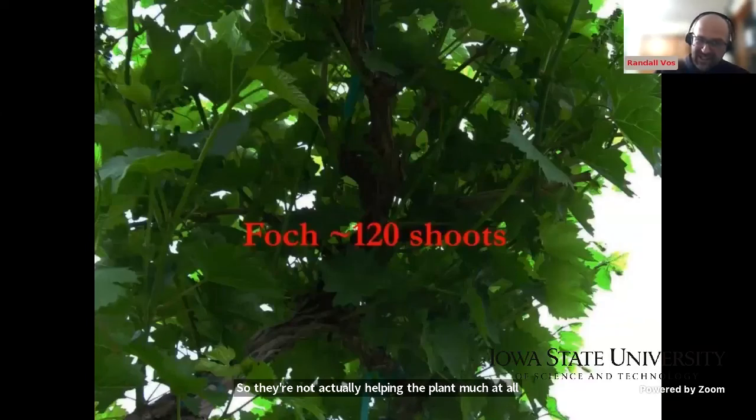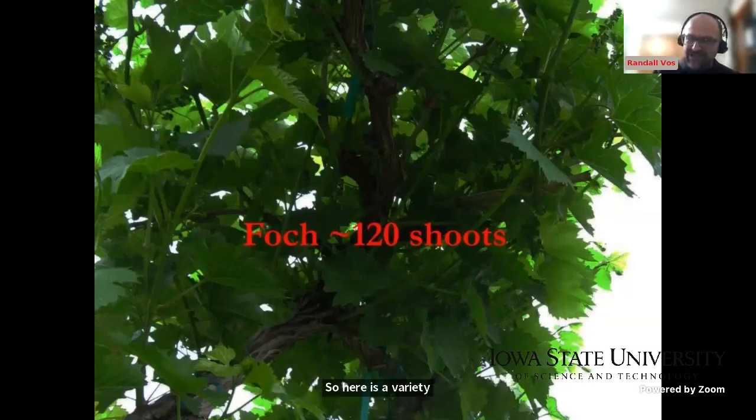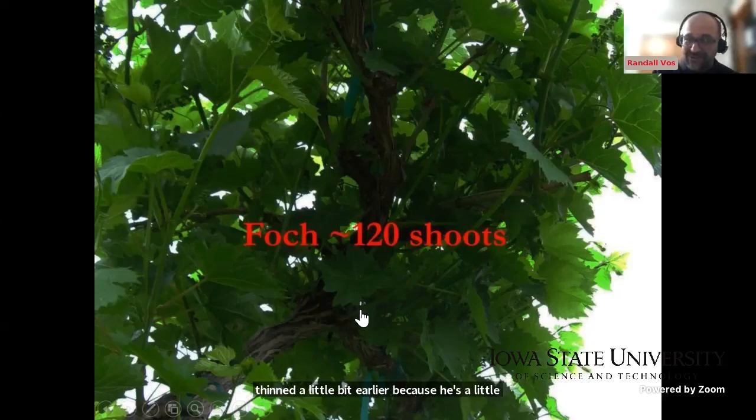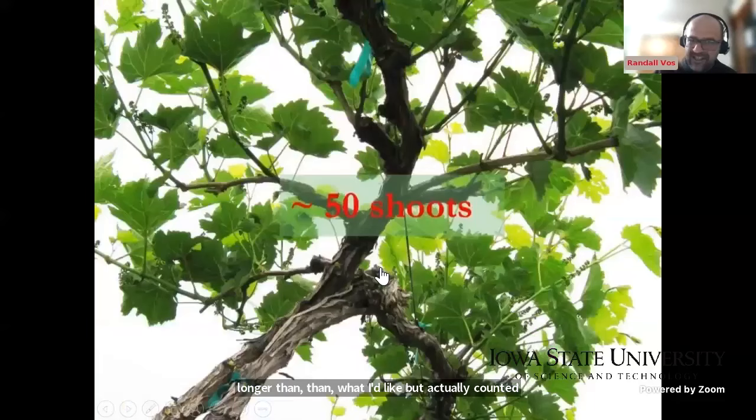So here is a variety called Foch that tends to throw a lot of random shoots, and probably should have been thinned a little bit earlier because it's a little longer than what I'd like. But I actually counted them. There's 120 shoots on them. You can kind of see they're stretchy, and they're in the shade. And this is what it looks like after shoot thinning. Again, this was just done by hand, just grabbing shoots. And again, it's going to help this plant long term.